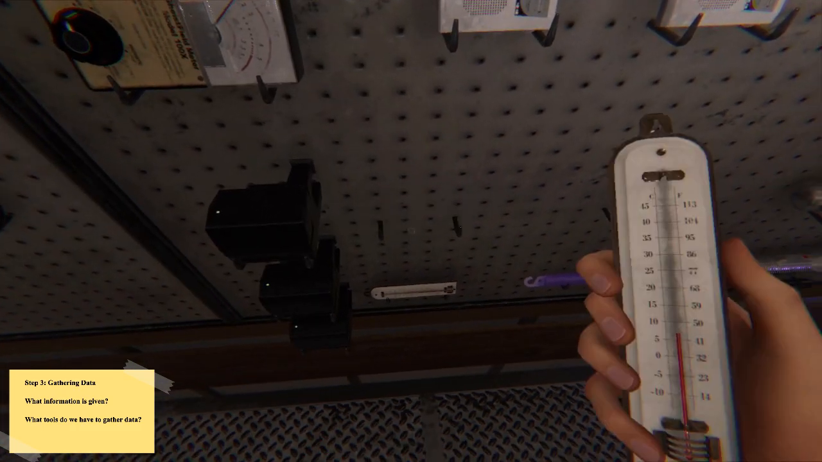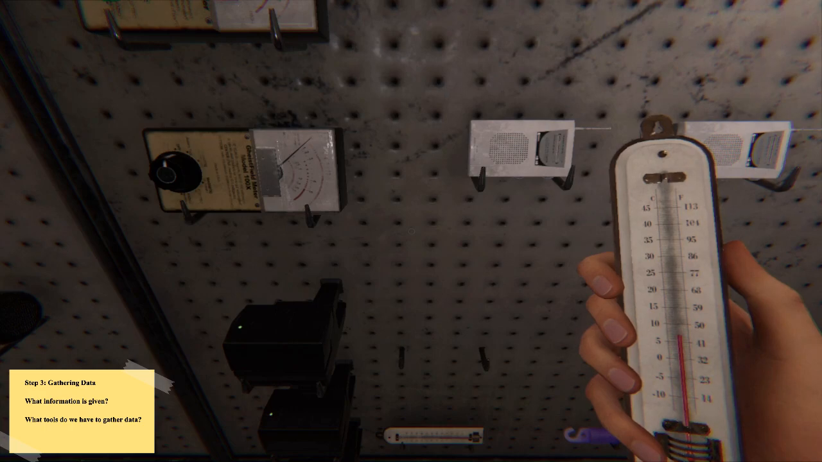Then we have a thermometer, just a normal thermometer with Celsius on the left, Fahrenheit on the right. If you're in the United States, we use Fahrenheit most often, and that would be 32 degrees is considered freezing. If you're anywhere else in the world, you generally use Celsius, and that is 0 degrees.